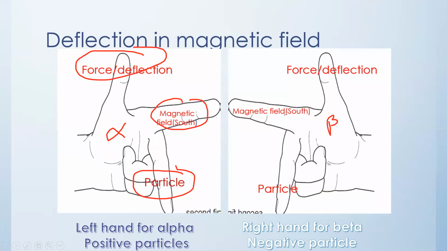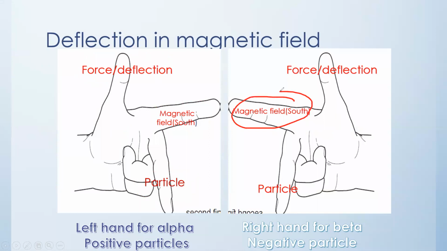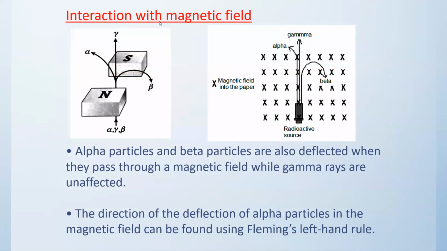So for the magnetic field, the index finger points towards the magnetic field, which is south. The second finger shows the particle direction, and the thumb will represent the direction of deflection. When you apply the rule, because a cross means the magnetic field is into the page, your index finger should point into the page, and your second finger should point upward. And what you will find when you're using the left hand is that alpha will point in this manner.